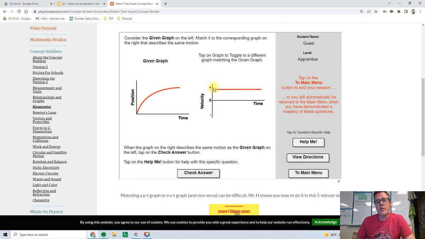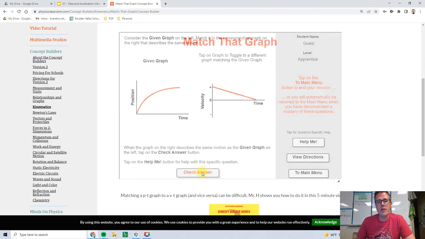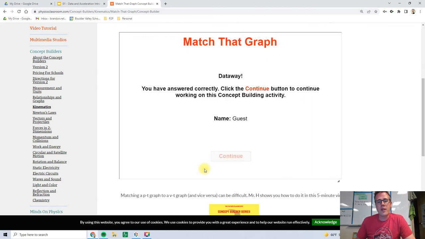Over here, it's showing that we're adding to the velocity every second. This would be speeding up. So if we click on this one, we can change it to be a different type of graph. This is showing that we're adding more and more to the velocity each time. This is speeding up also. We don't want that. This one shows taking away from the velocity over time. We can check to make sure that these two graphs go together, and it'll tell us how we've done.